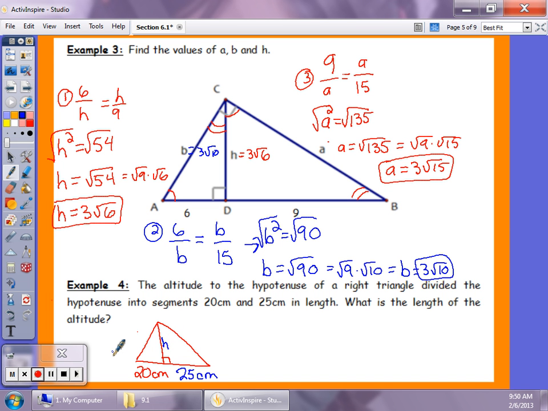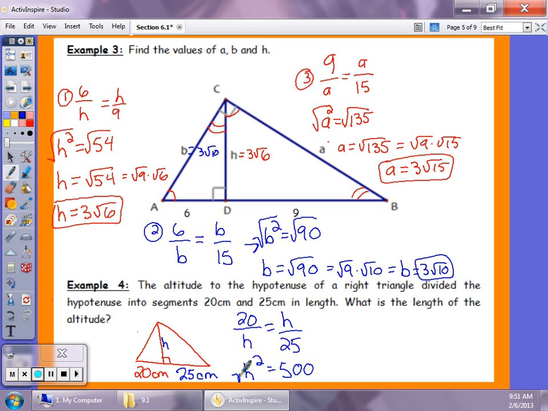Now we also know that that's going to represent the geometric mean between the one segment that's 20 centimeters and the second segment that's 25 centimeters. So we can go ahead and set up our proportion using geometric means. 20 over h is equal to h over 25. So when we cross multiply, we know that h squared is going to equal 500.